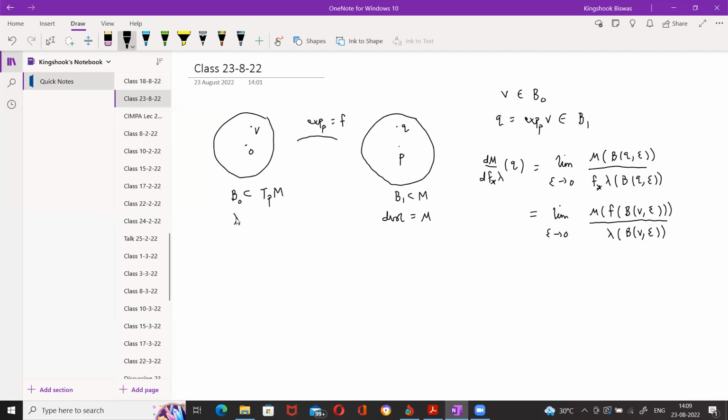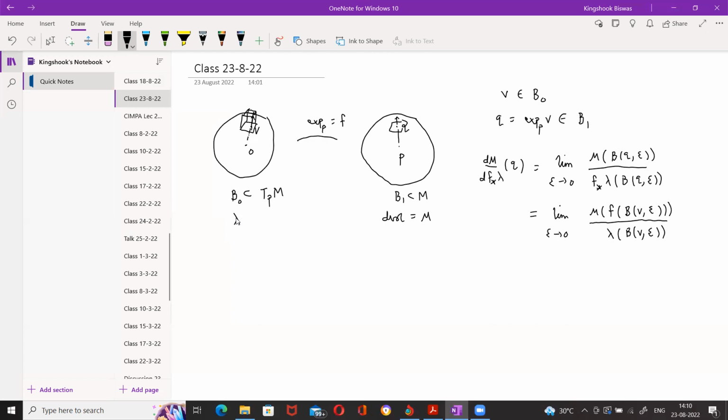So you see, by the Gauss lemma, if I take the line passing through V and its orthogonal complement, then the line passing through V goes to the geodesic passing through Q. And the orthogonal complement under the derivative goes to the orthogonal complement, right? So what I can do is take a cube here in the tangent space, which is parallel to these directions. So the line through V and the orthogonal complement.